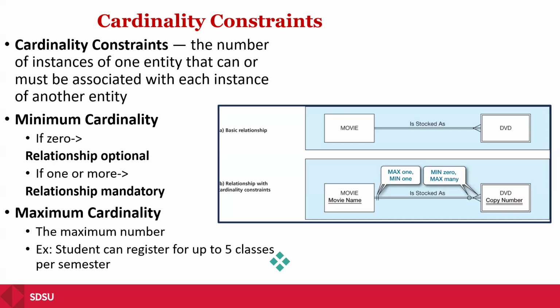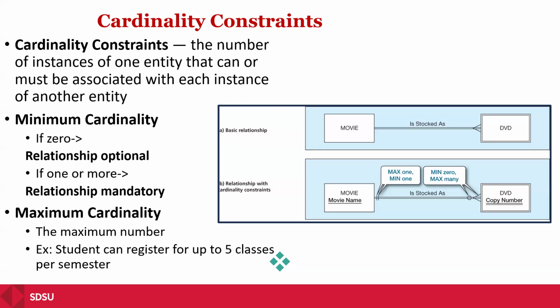So now we have a much better, much more defined meaning for minimum and maximum cardinality. Minimum cardinality defines whether a relationship is optional or mandatory. If minimum cardinality is 0, the relationship is optional. If it's 1, it's mandatory. Okay. And maximum cardinality just defines the max number of relationships that is part of the business rules.